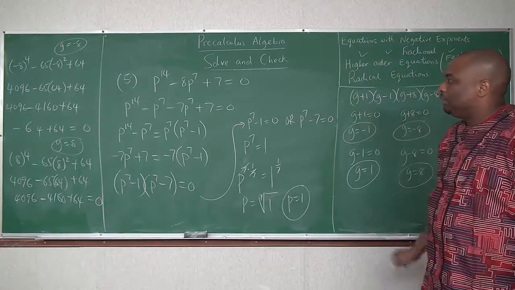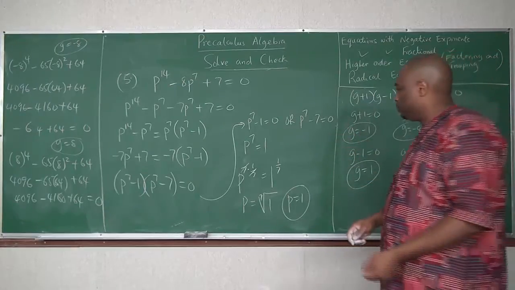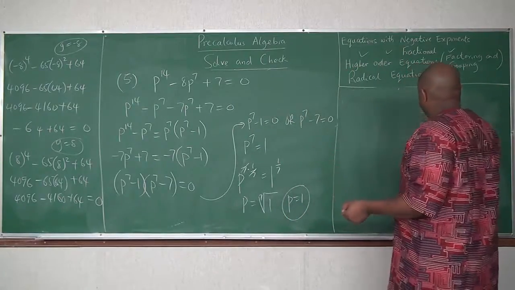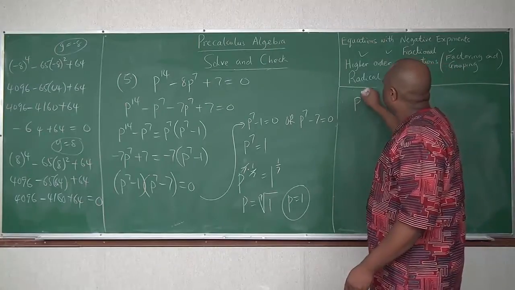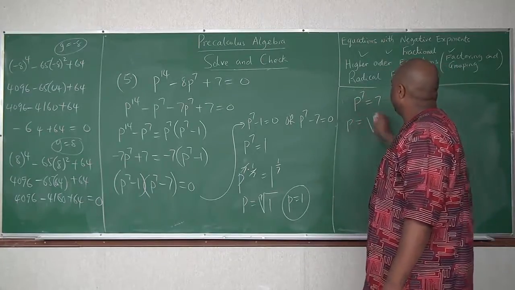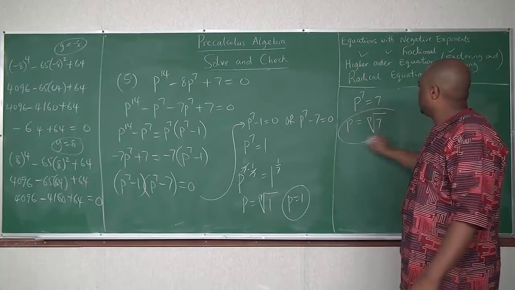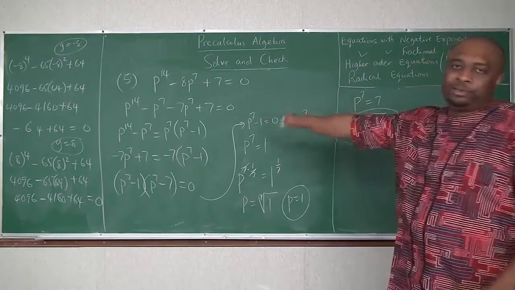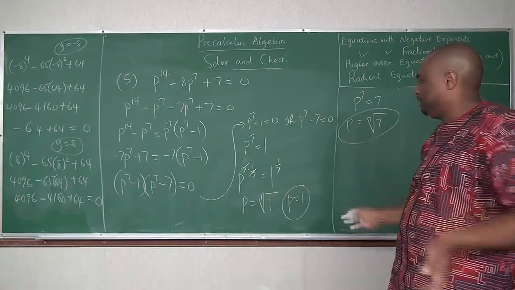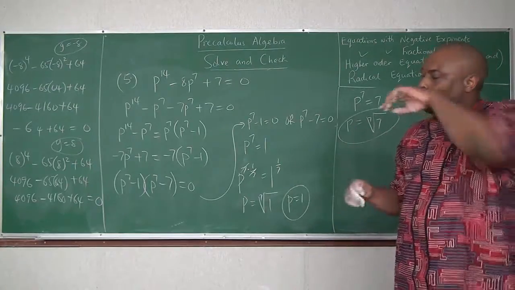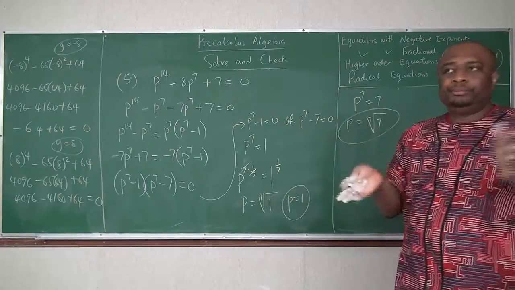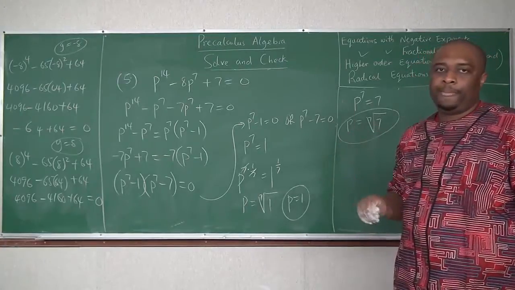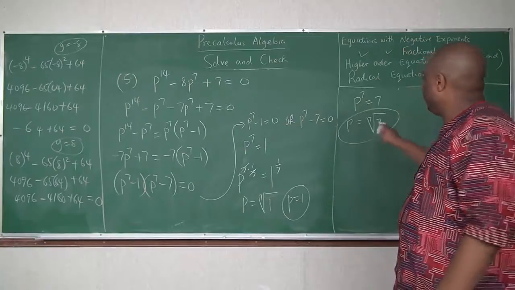Okay? Now, the next one will be the 7th root of 7. P to the 7 is equal to 7, so p will be the 7th root of 7. Now, this is supposed to have 14 roots, but for simplicity, for your level, we're going to just keep it with these two roots. Are you with me?